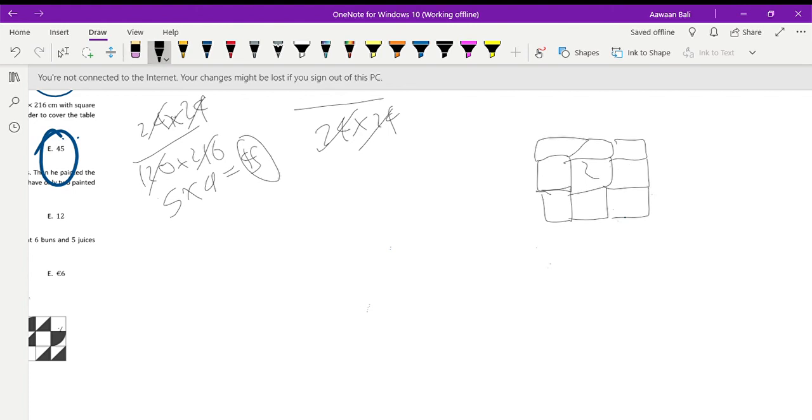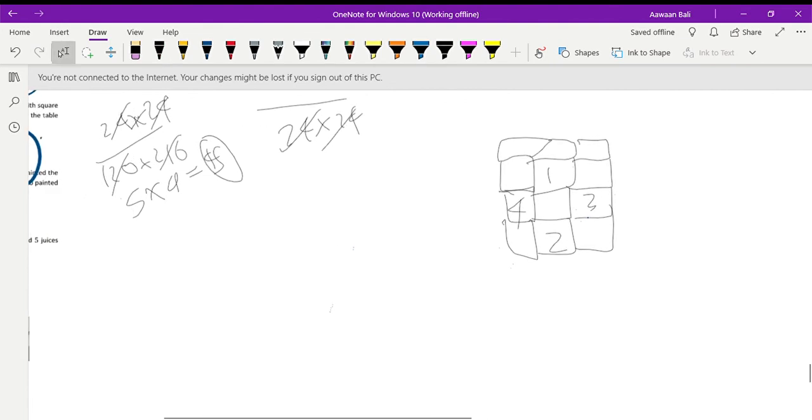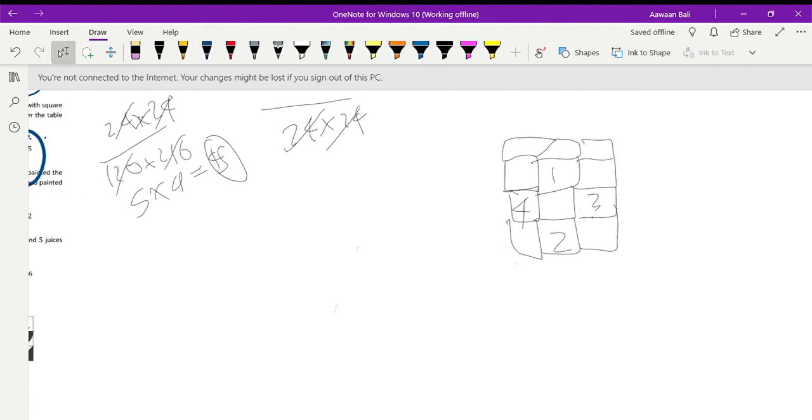So when you're actually doing it, this would be 1, 2. Then there would be 3 and 4. So they are basically the ones at the middle. Then there would be 5 here, 6 here, 7 here, and 8 here.